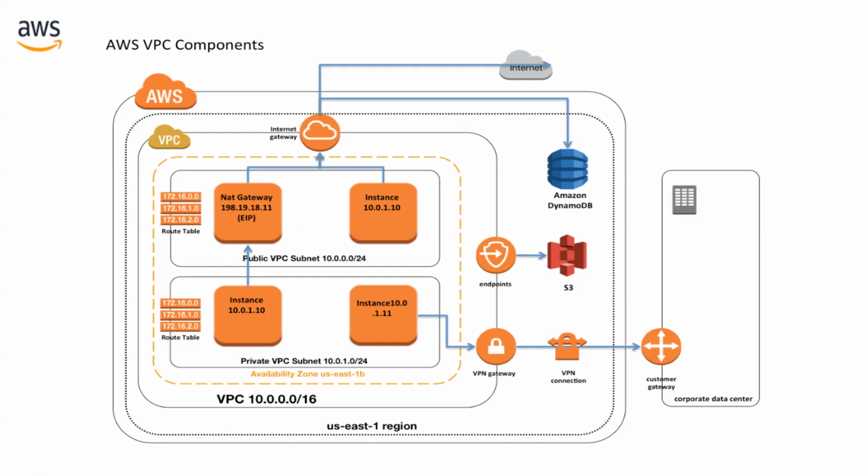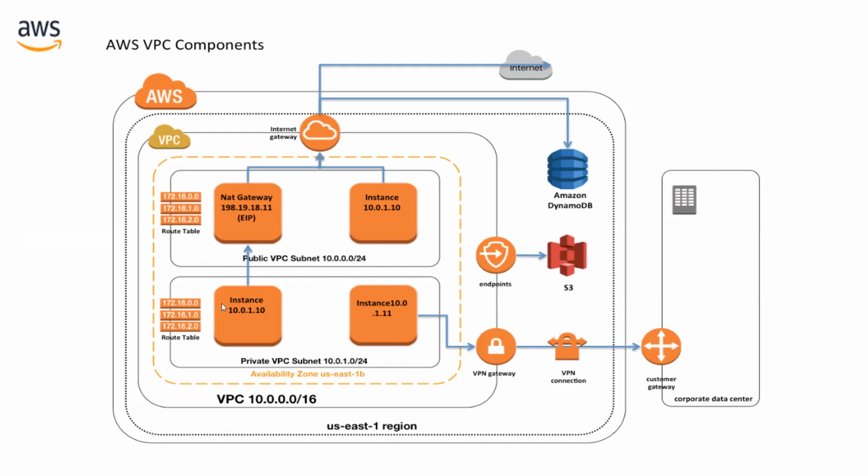Then in that case, how can we access those resources or the virtual machines which are hosted in the private subnet itself? In that case, we can access those resources from any virtual machine which is deployed or hosted within the public subnet itself. We can see, let's just consider this machine, 10.0.1.10. This machine is in the private subnet itself, and this is also in the private subnet.